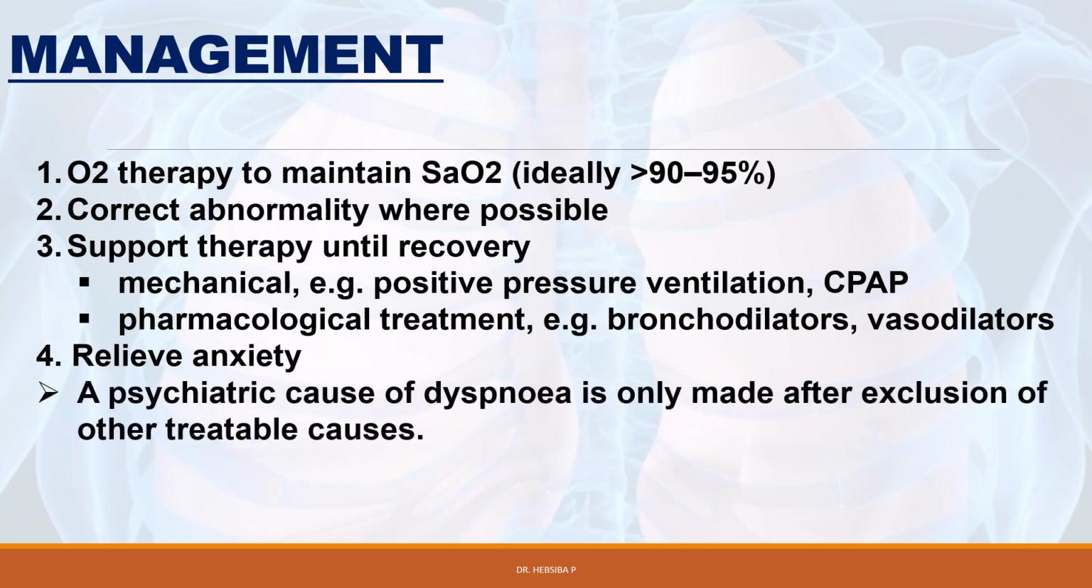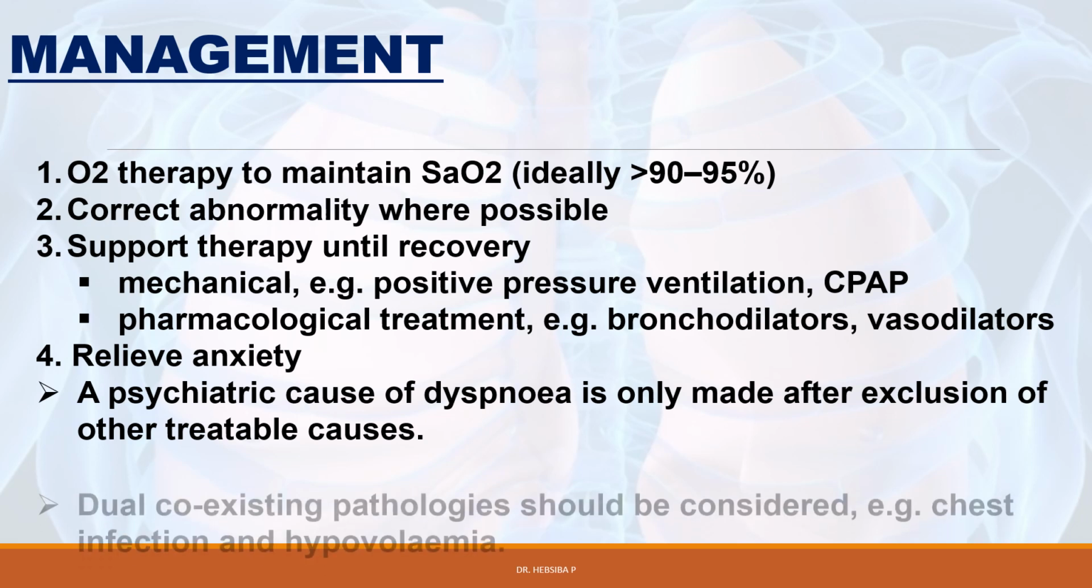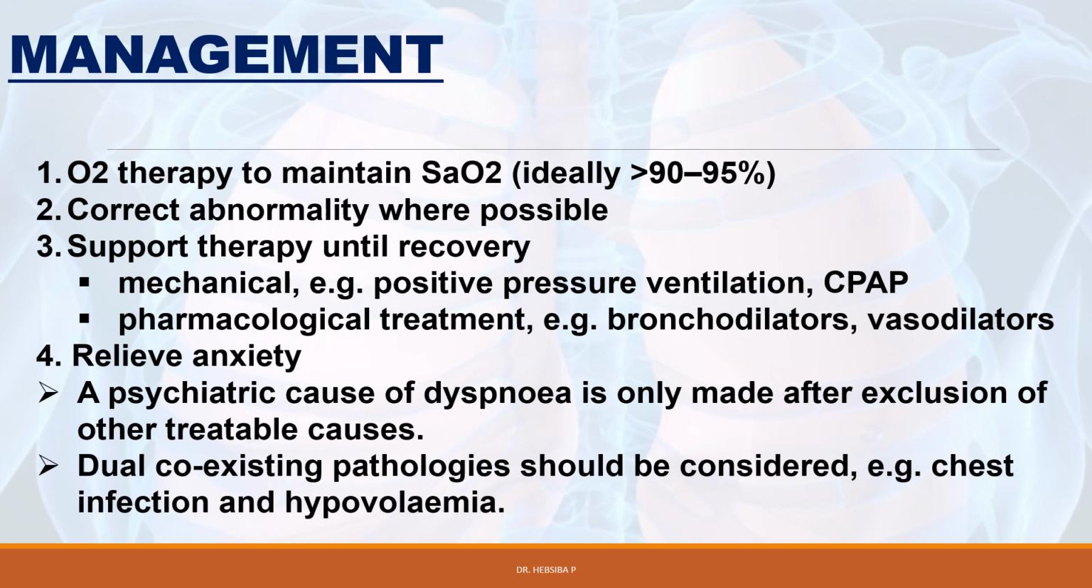A psychiatric cause of dyspnea is only made after exclusion of other treatable causes. So, as already said, there can be a psychogenic cause for the dyspnea. So while treating the conditions, we can relieve such factors. Dual coexisting pathologies should be considered while giving the treatment, that is chest infection, hypovolemia.